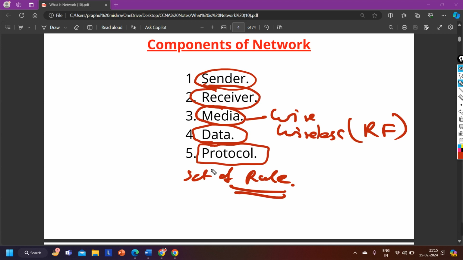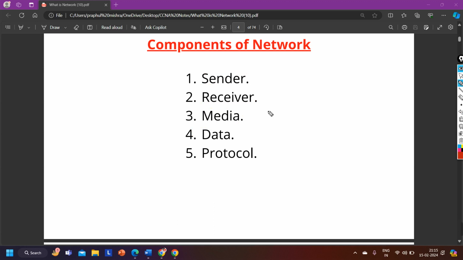That rule is known as protocol. Let me give you one example.